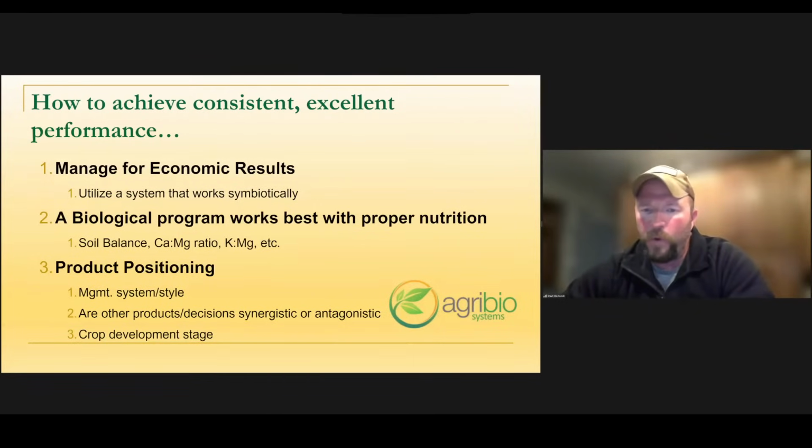A biological program works best with proper nutrition. Now, this proper nutrition is based on soil balance. This isn't just, well, my phosphorus levels need to be at 50 and my potassium levels need to be at 300, or whatever recommendation you might be using. We look at the soil calcium to magnesium ratio first and foremost, because that tells us ideally how much oxygen is going to be in that soil for beneficial soil microbes to live, let alone thrive and do their job.